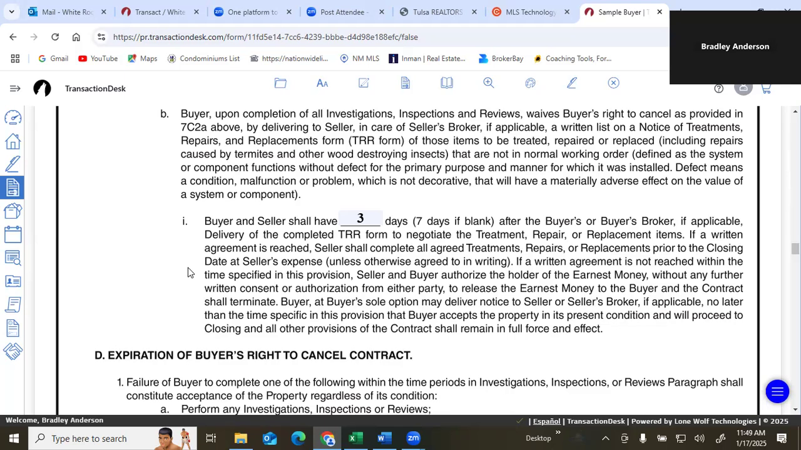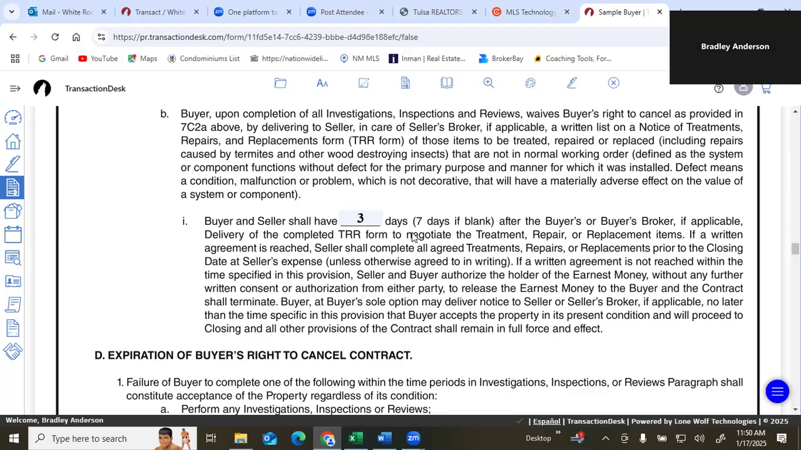The buyer can then cancel the contract, or they can say, you know what, I'm cool with all that. I'll just repair all that myself. All right, don't worry about it. And they can continue on with the contract. Or if you remember in the TRR form, the seller can agree to some of it, but not all of it. And if that's acceptable to the buyer, they can agree and they can move on. But something has to happen as a result of this negotiation.